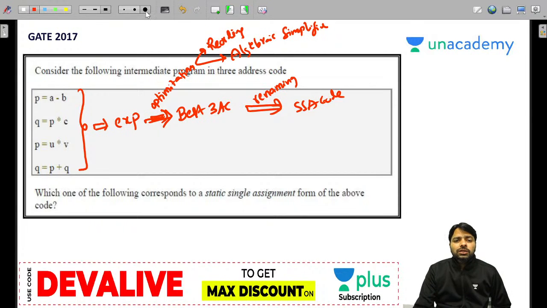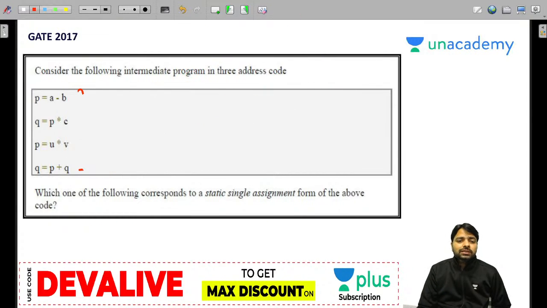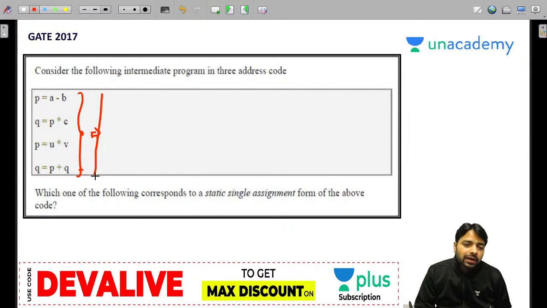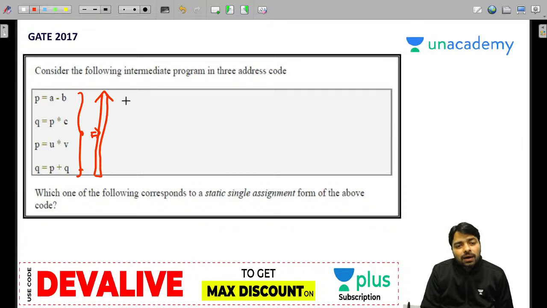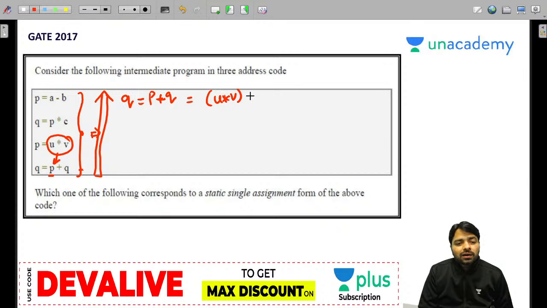Fine. Now are you ready to convert this method? Let's do it. Can you write an expression first? Many people don't even know this first. You need to do scanning from down to up, meaning start from reverse. Q is equal to P plus Q. P, so you have to substitute all of this. You have to write U star V. Clearly you have to do it. Q, meaning you have to substitute all of these here.